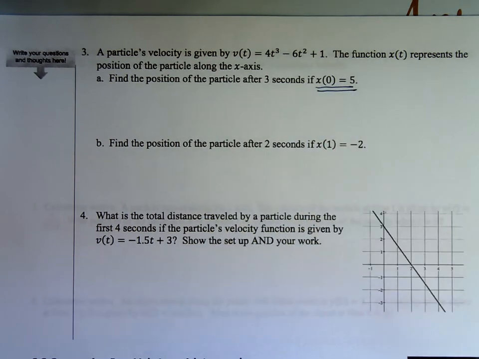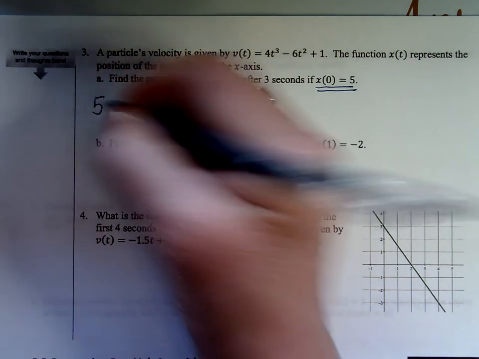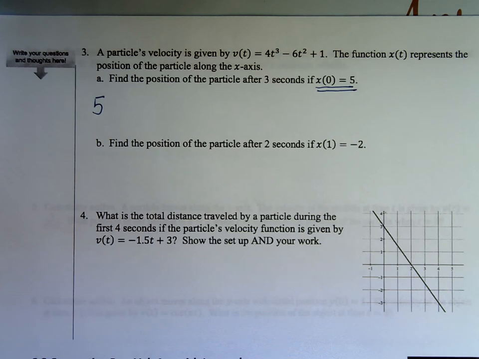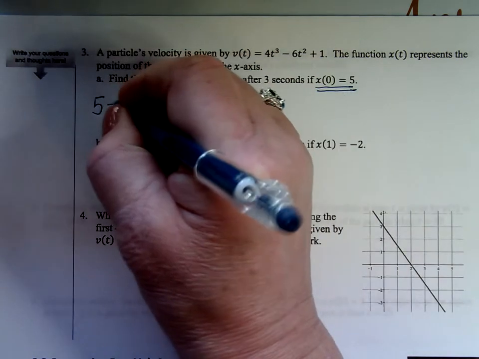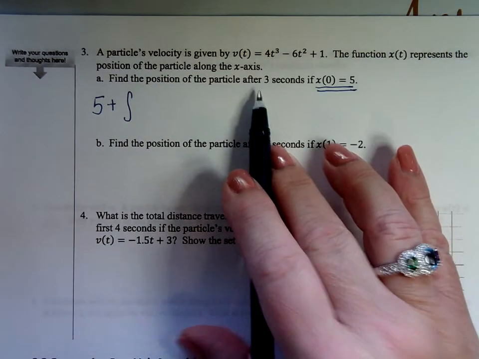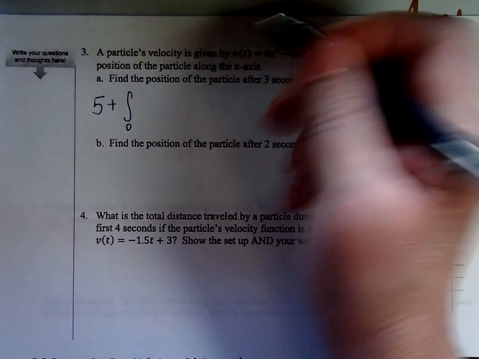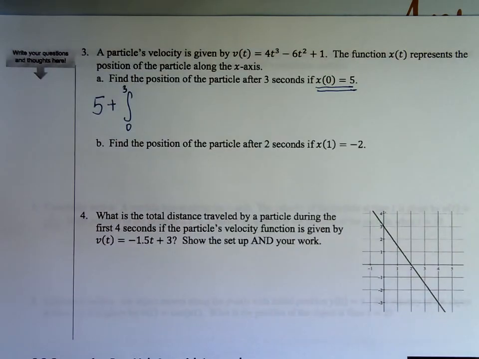And if they tell you where you're starting, an initial position for this thing, x of 0 is an initial position, you need to start with where it starts. It starts at 5. It's not starting at 0. It's starting at 5. And so you're going to take 5 plus, now comes the integral of where it's going after 3 seconds. So it starts at 5 at 0, and you want to know what it's doing when it gets to 3, 0 to 3.